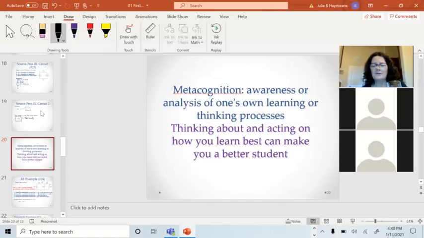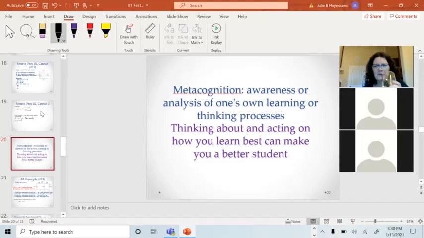But this is one to take seriously, metacognition. You need to think about how you learn best, how you think best, and what's working for you and what's not working for you. And all those things will help you become a better student.